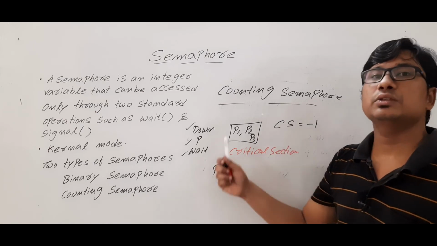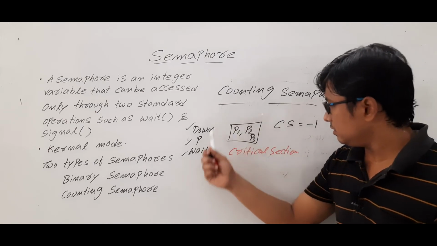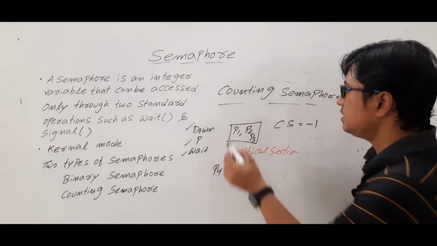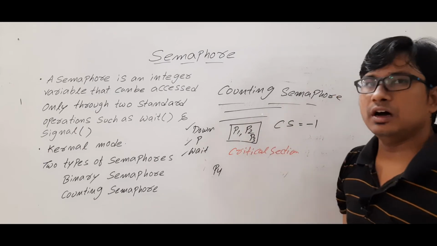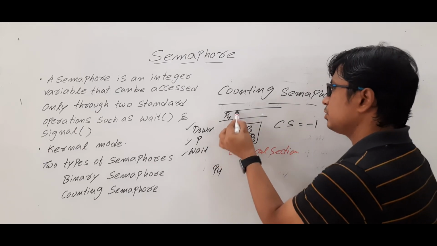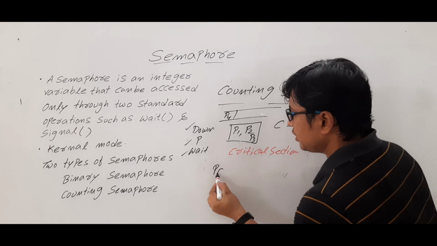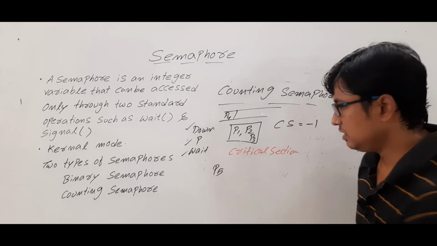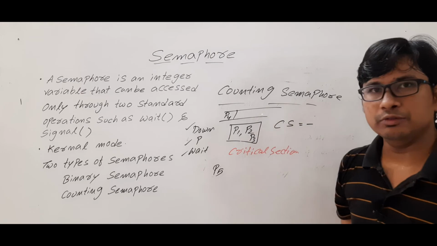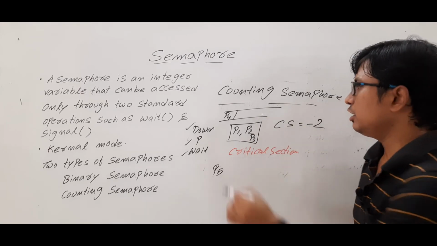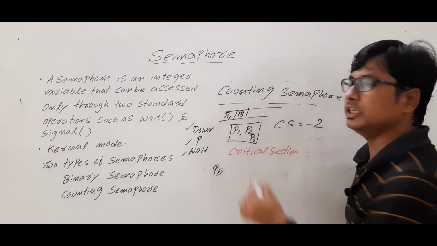Then it will understand that all the processes are already in the critical section. So this process will be in the sleep state, meaning it will go to the sleep state. Are you able to understand? Now process P5 wants to enter into the critical section. Again it will decrement the value by 1. It will become minus 2, which is less than 0. Now process P5 will go to the sleep state.